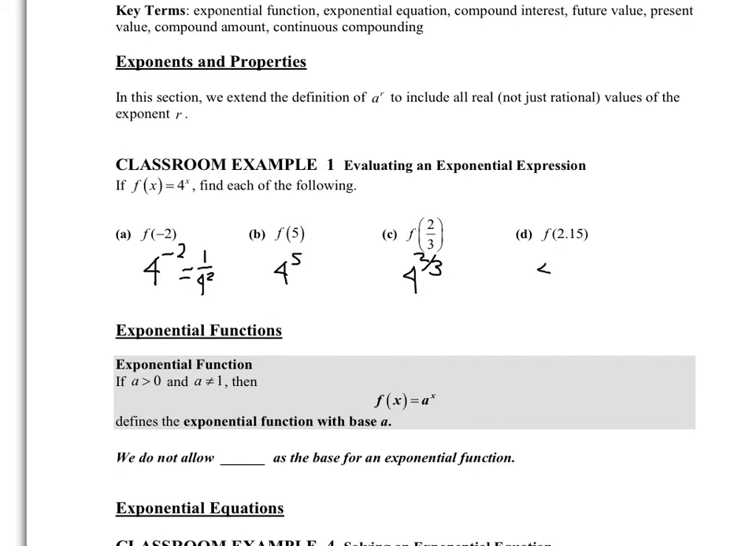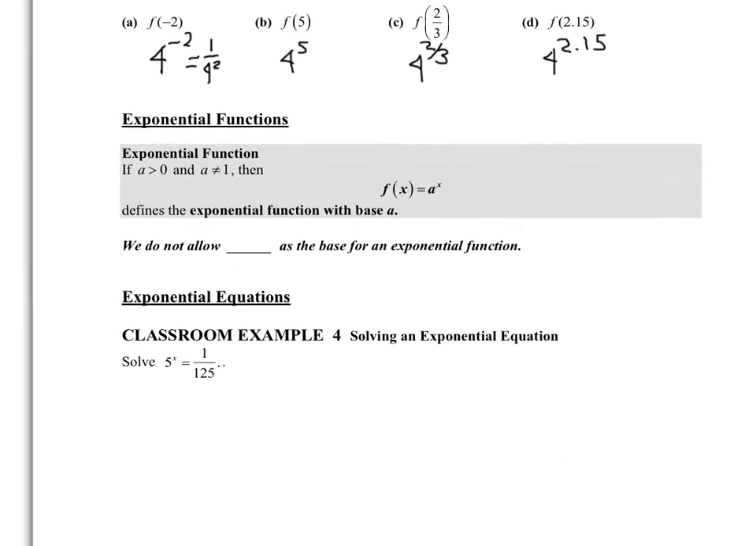And if I were to take 4, I could actually raise it to the 2.15 power. And to do that, I definitely would have to put it in a calculator to see what it is. But that's all that we're doing, is we're just putting that value in for the exponent.